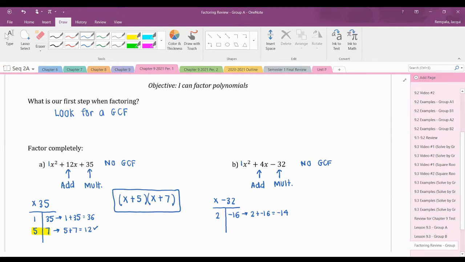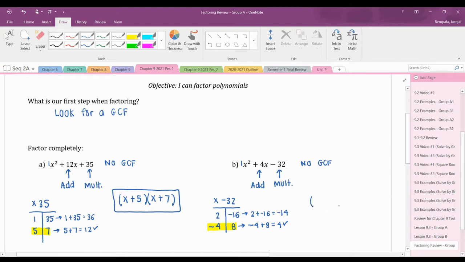So what are some other numbers? Well, 4 and 8. One of these has to be negative. If I make the 4 negative, notice that when I add negative 4 plus 8, that's going to add up to get me my positive 4. That's what I'm looking for. So a positive times a negative, those two numbers multiplied to get me negative 32. And when I added them, it got me that middle term of positive 4.